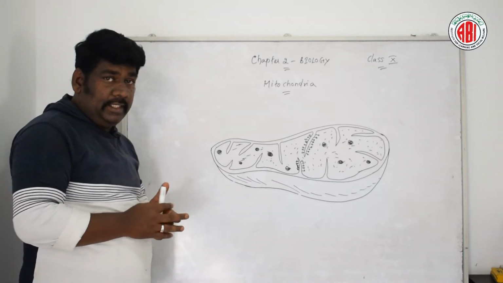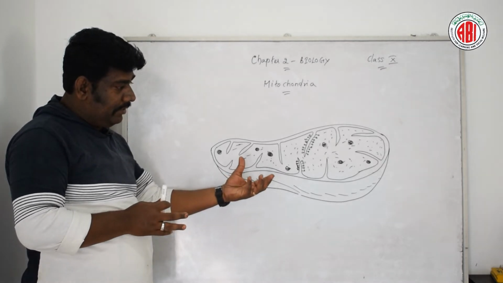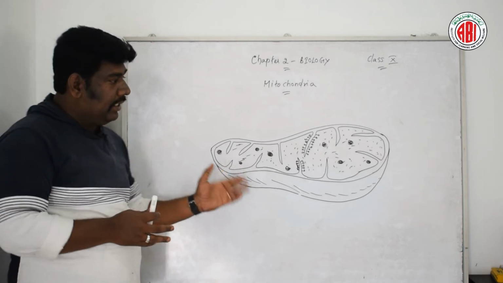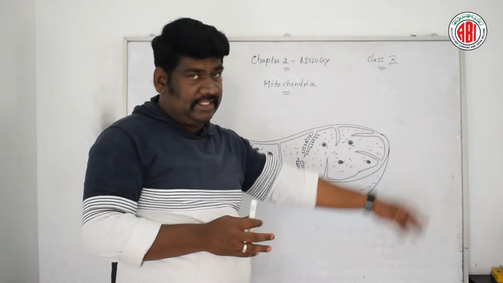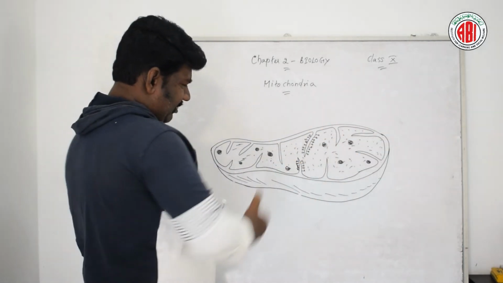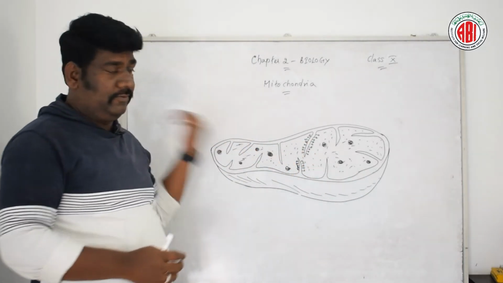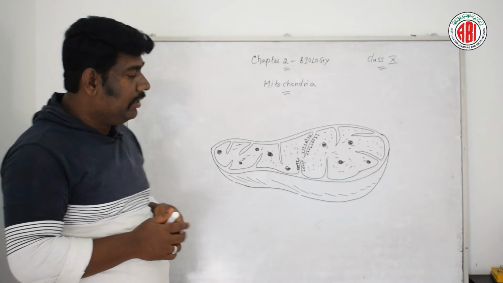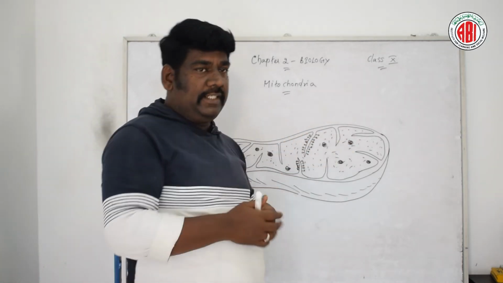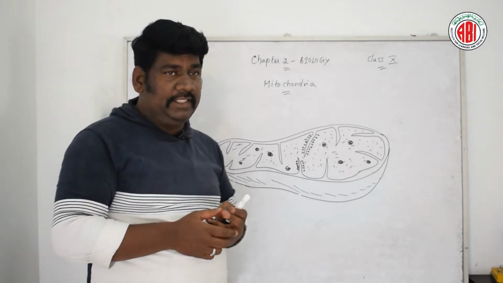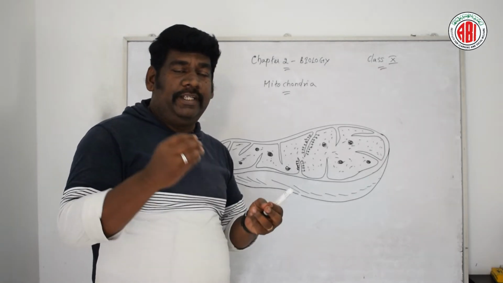As I said already, the diagram should be on one side. I mean, if it is on the left side, the labeling should be mentioned on the right side. Here also I have made the diagram towards the left side. Now we are going to mention the labeling. Let us see what the most important labelings are. The labeling should be remembered first.